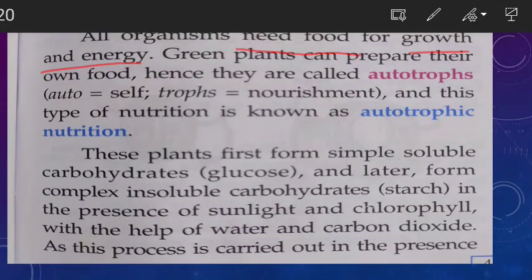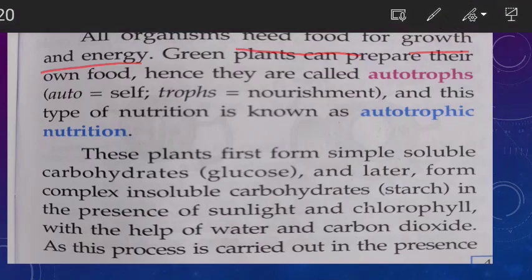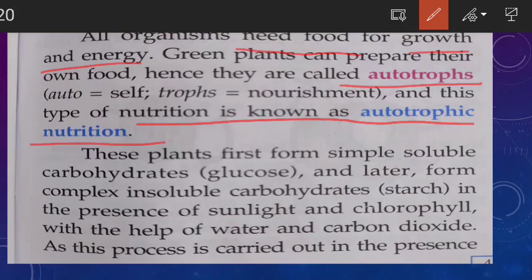Okay. So, green plants can prepare their own food, and that is why green plants are called what? Autotrophs. Auto means self and trophs means nourishment. Means they get their nourishment themselves only. Okay, they are not depending on others. And this type of nutrition is called what? Autotrophic nutrition. These plants first form what?